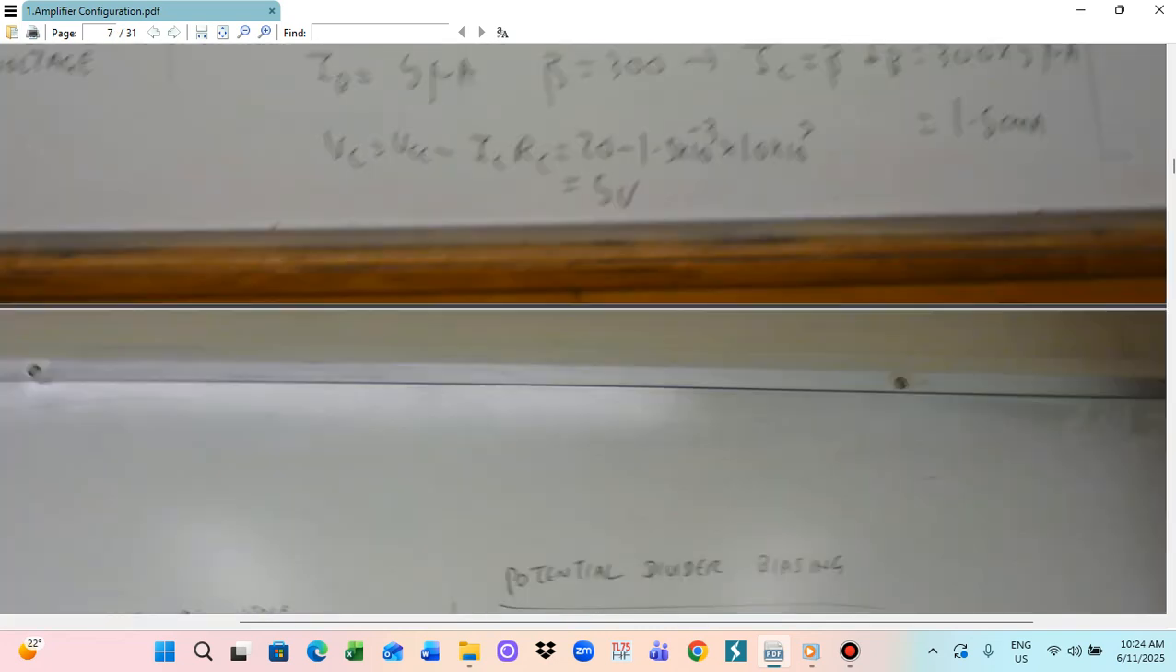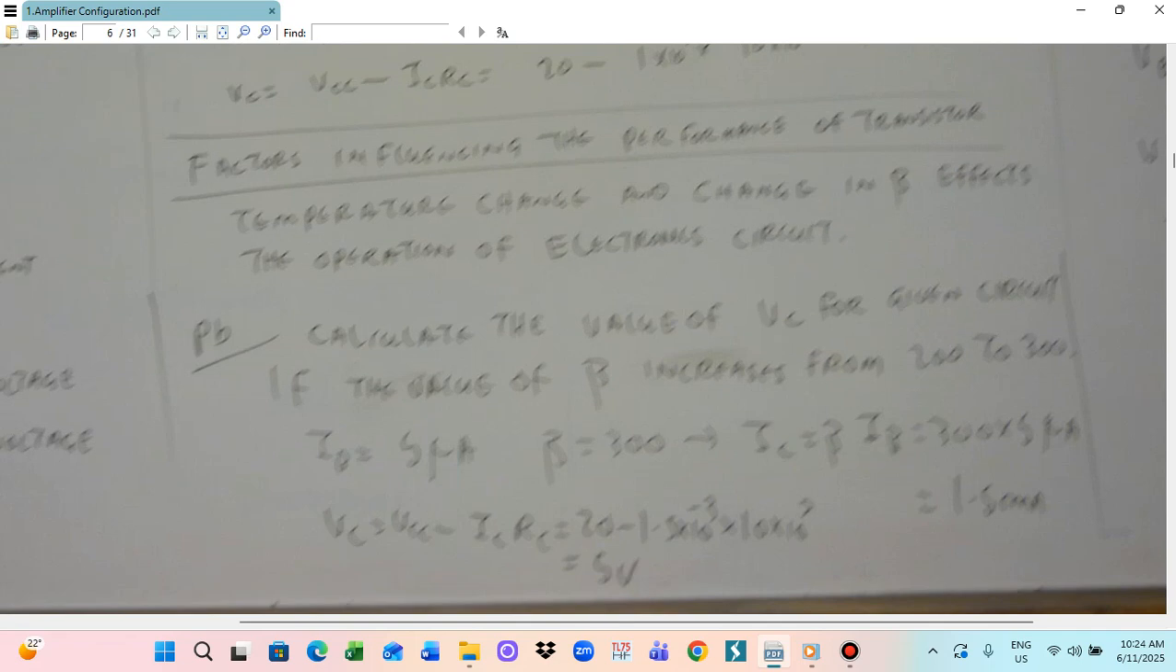Okay, the next one is the factors influencing the performance of the transistor. Transistor performance is how much current IC will be produced, how much amplification. For example, you see this equation here, IC is equal to beta into IB. So beta means the amplification factor, the current gain. This current gain beta is very much dependent on the temperature. When the temperature changes, the beta value will also change, and it can affect the IC.